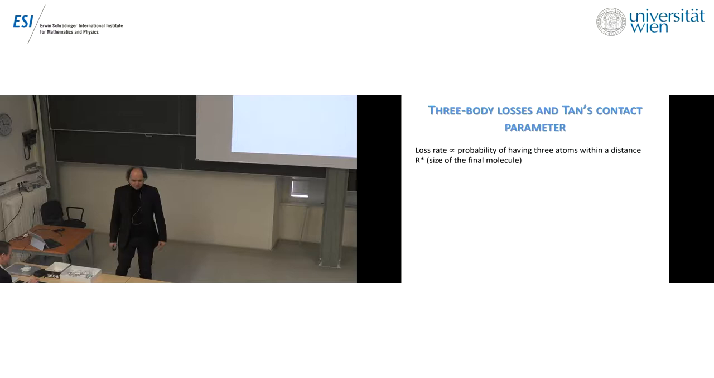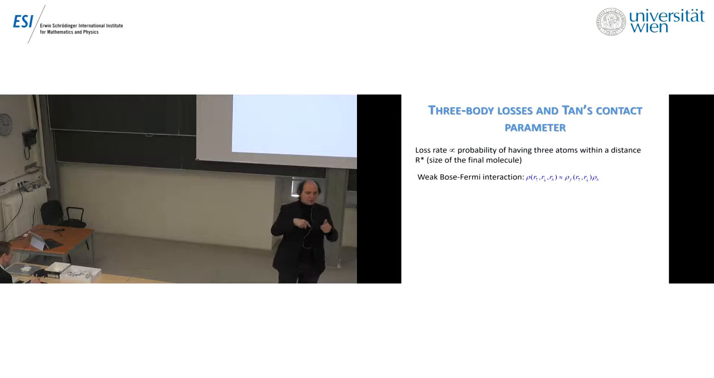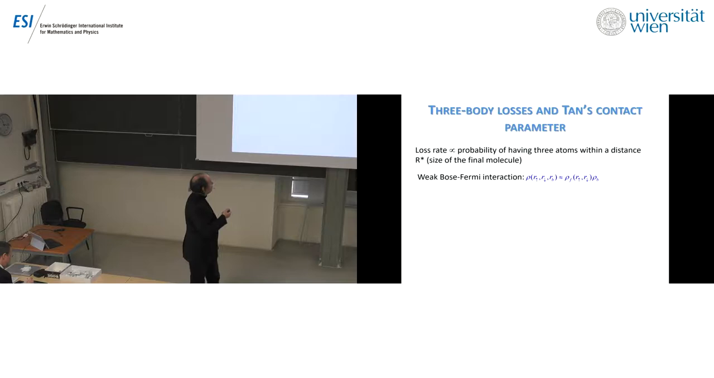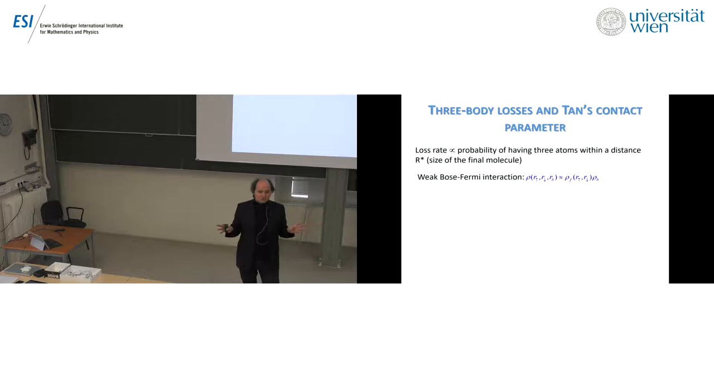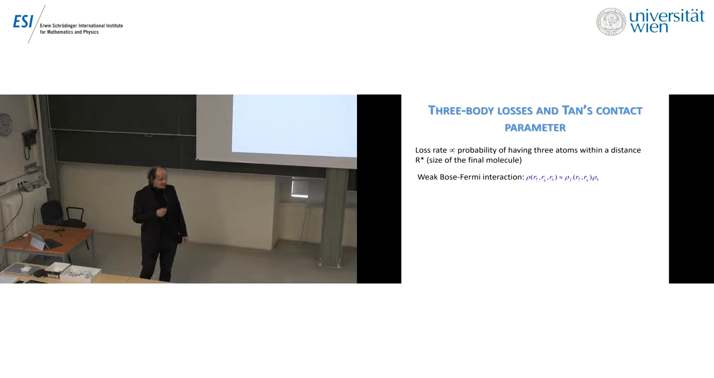because as we said, the probability of forming a molecule is proportional to the probability of having three particles, a spin up, a spin down and a boson, at very short distance. So you need to look at the three-body probability distribution, rho of r_up, r_down. Since we're working with a weakly interacting impurity, we can decouple this three-body distribution into a part which describes the very strongly correlated medium times the density of bosons. All the information is actually in this two-body distribution. And what is very nice, and we're very lucky, is that Shina Tan actually found the exact properties of this quantity.